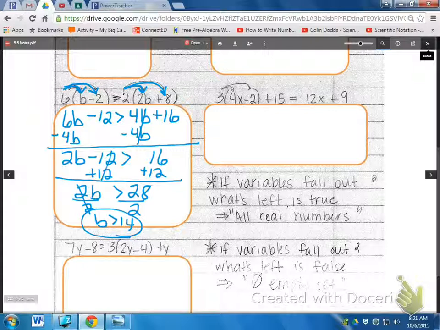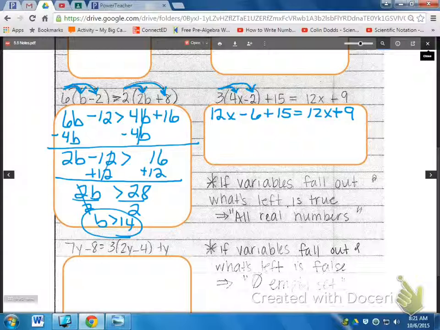3 times the quantity 4x minus 2 plus 15 equals 12x plus 9. Who wants to do this one? Okay, Tori, we need to do distributives first. You take 3 times 4x and you get 12x. Then you take 3 times negative 2 and you get negative 6. And you write the rest of it down. Okay, so we did our distributive.